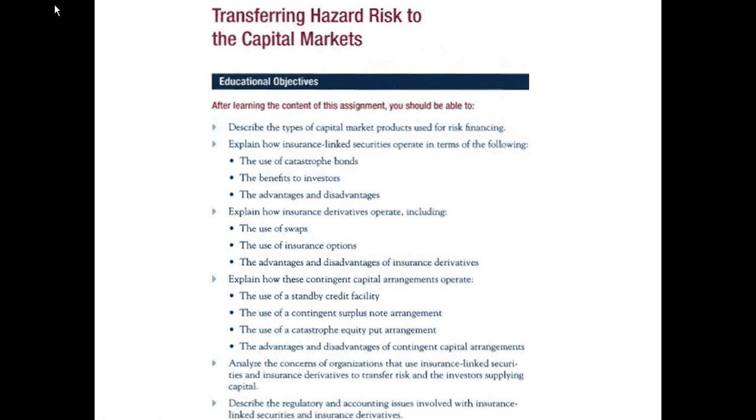So you can kind of see, mainly on this, you want to know the advantages, disadvantages of all these different types of instruments, and you want to focus really on the catastrophe bonds, the swaps, insurance options, and then on the contingent capital arrangements, the standby credit. It's also, if anything on this page, to highlight which categories these fall into, to understand that standby credit facility is part of a contingent capital arrangement. It's not part of a derivative. You want to make sure, again, at a 50,000-foot level, where do these things fall in? And then analyze the concerns of organizations that use insurance-linked securities, and describe some regulatory and accounting issues involved with insurance-linked securities as part of that.